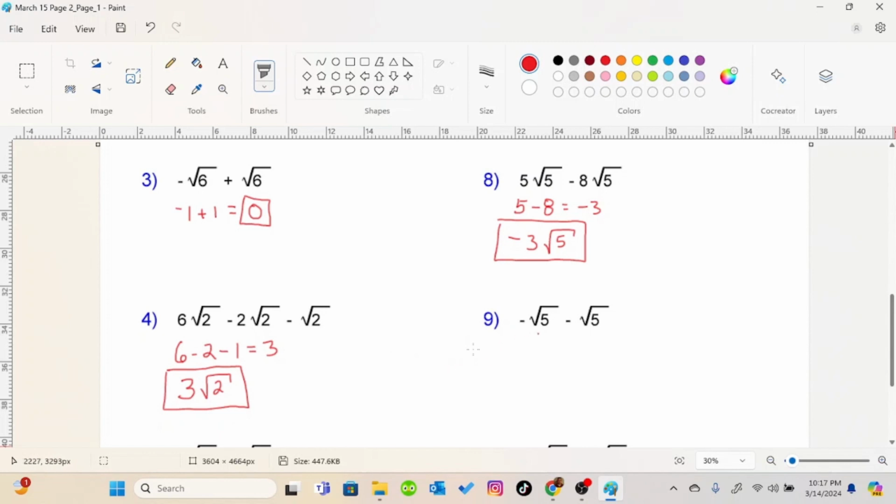Number 9. These are both square root of 5, so we can combine them. We have negative 1 minus 1, which equals negative 2. So our final answer is negative 2 square root of 5.